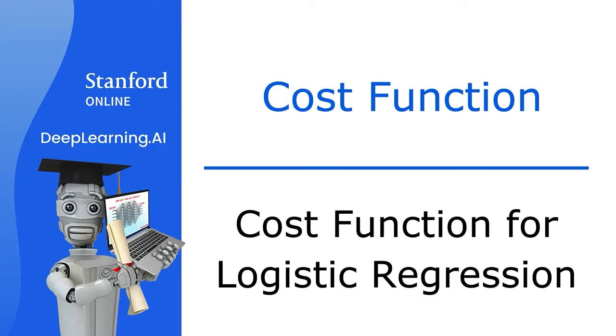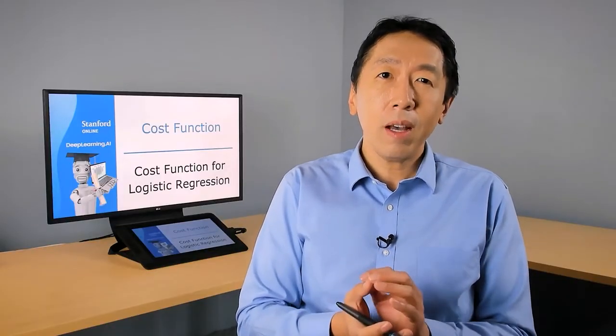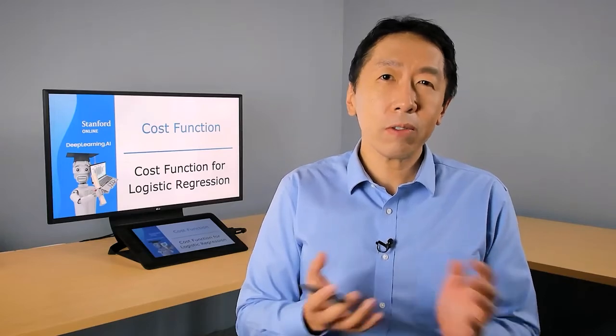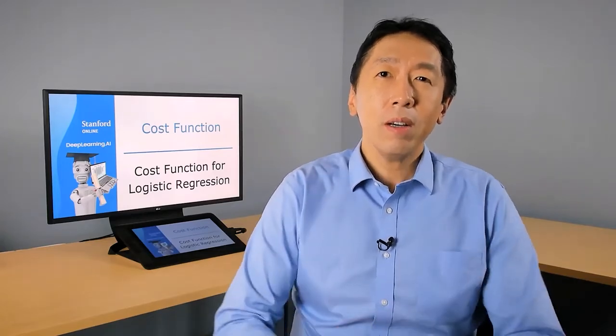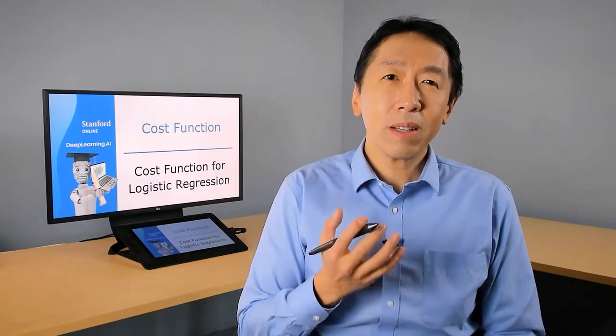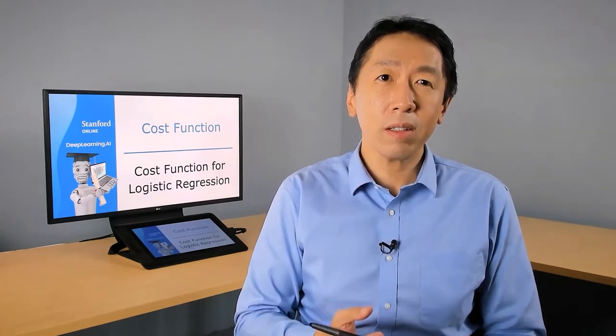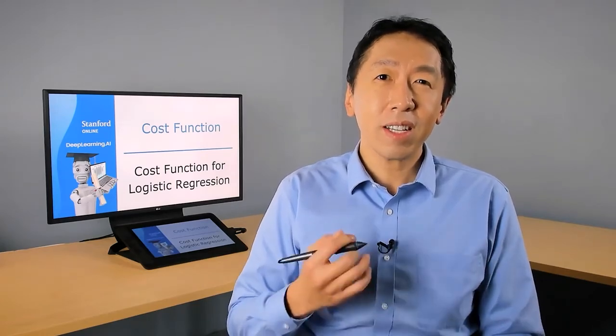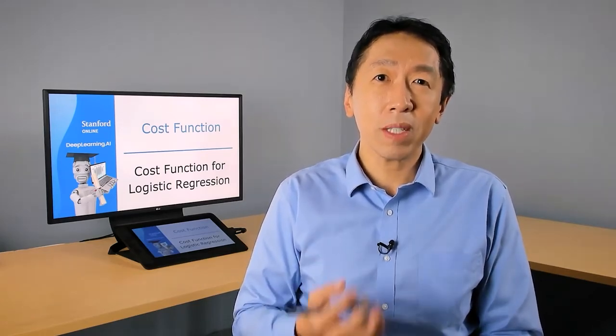Remember that the cost function gives you a way to measure how well a specific set of parameters fits the training data, and it thereby gives you a way to try to choose better parameters. In this video, we'll look at how the squared error cost function is not an ideal cost function for logistic regression, and we'll take a look at a different cost function that can help us choose better parameters for logistic regression.